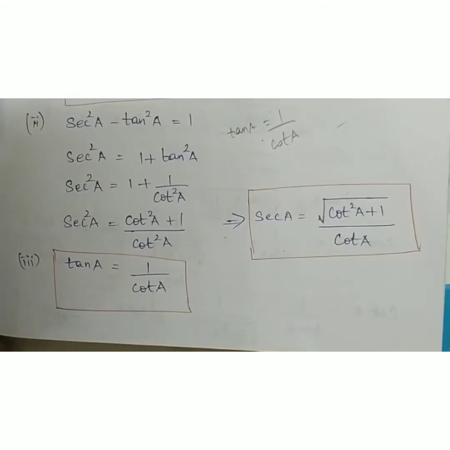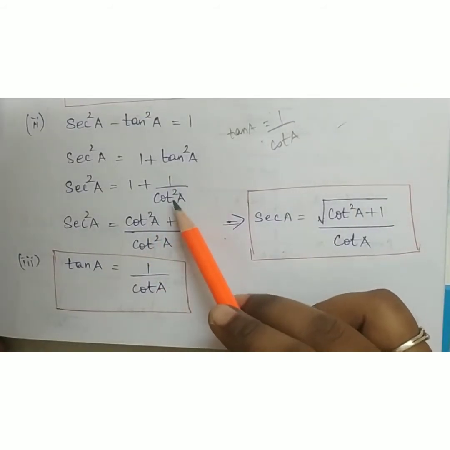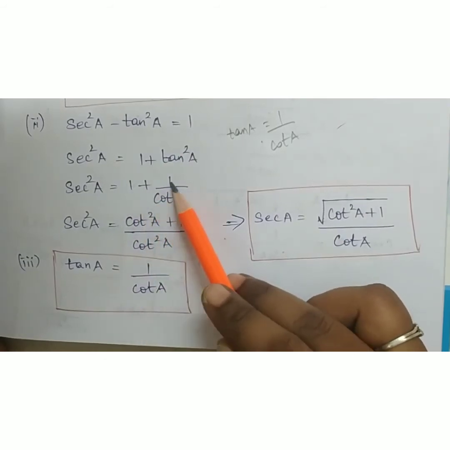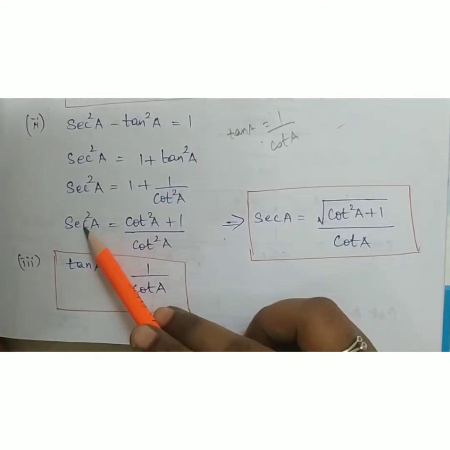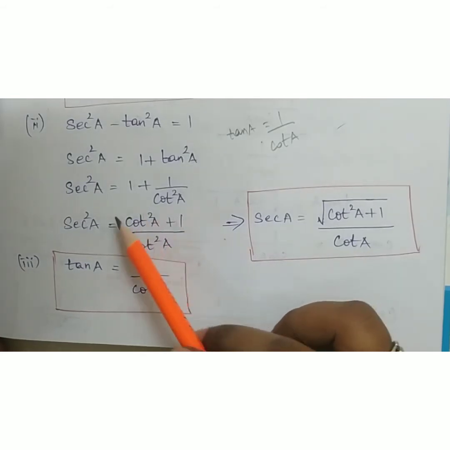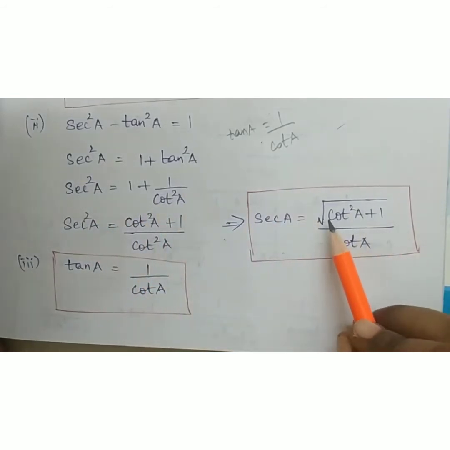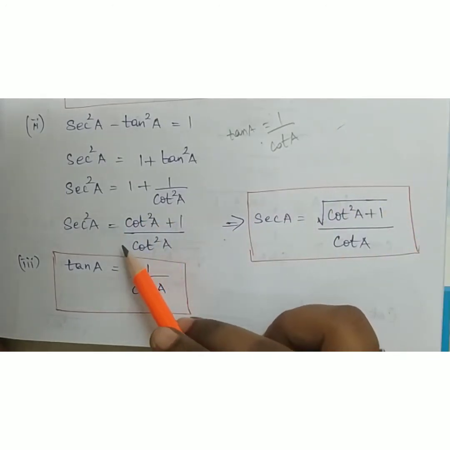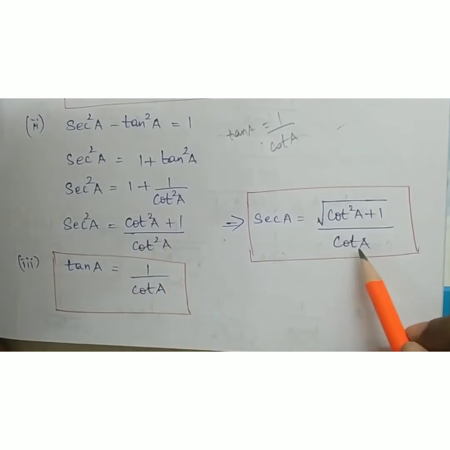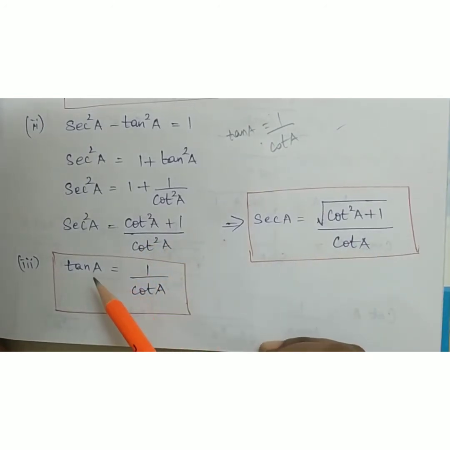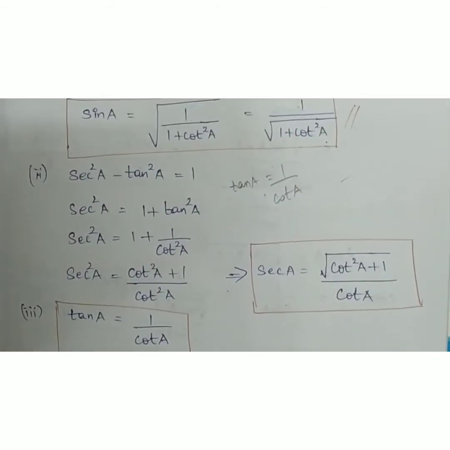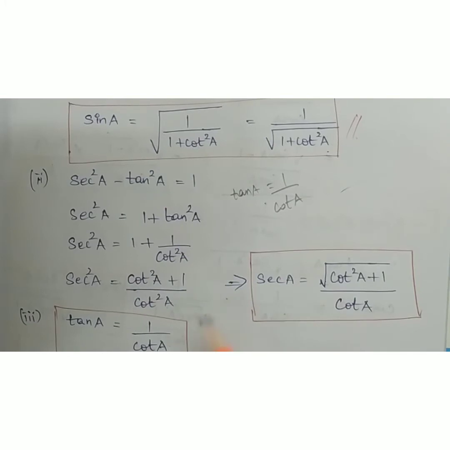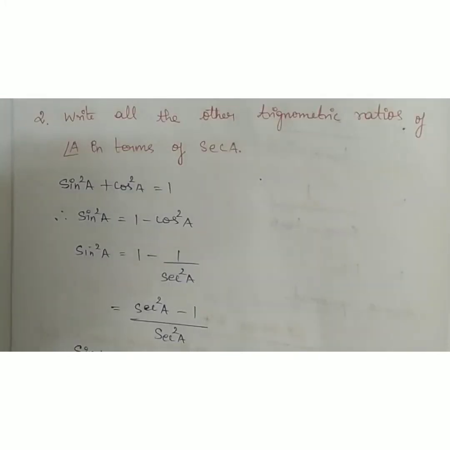So 1 plus 1 by cot square A. You are taking the LCM here. So it is cot square A plus 1 by cot square A. So secant square A is equal to cot square A plus 1 by cot square A. The square, when it comes this side, will be a root. For the numerator, it will be as it is. For the denominator, if you take the root, the square and root will get cancelled, so you are getting cot A. Expressing tan A in terms of cot A, tan A equals 1 by cot A. That's all. So all the three terms, sin A, secant A and tan A, are expressed in terms of cot A.